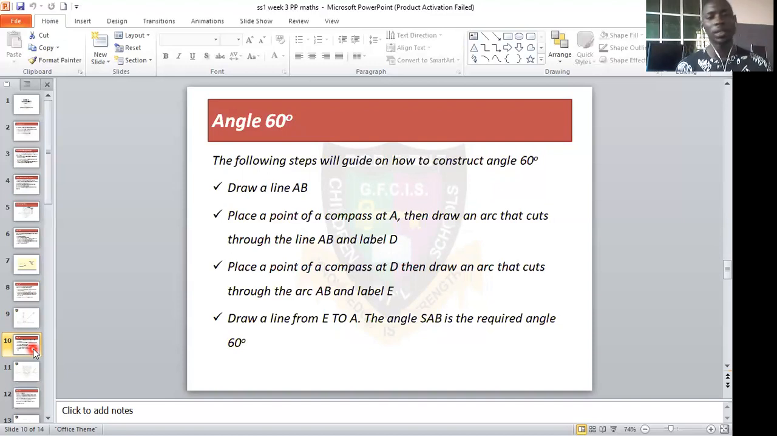Place the compass at D. Draw an arc that cuts through arc AB and label it E. Draw a line from E to A. The angle EAB is the required angle, 60.